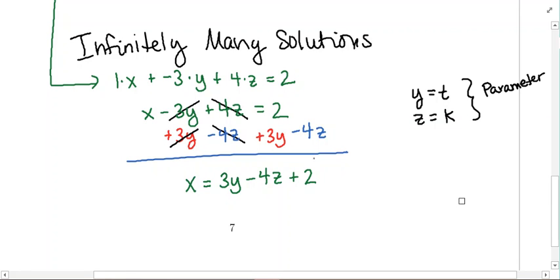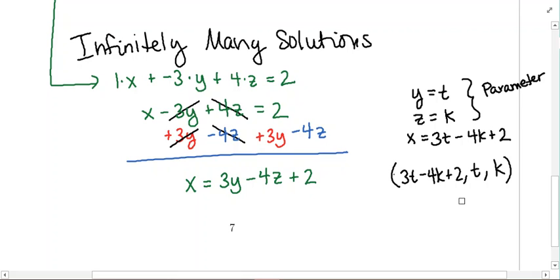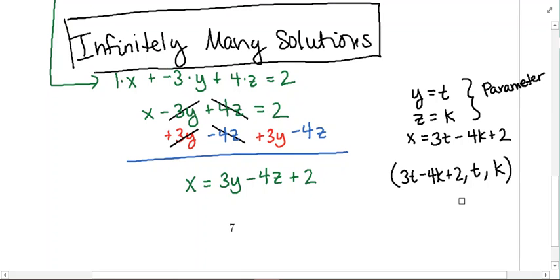That's going to force x, according to this statement, to be 3 times y, so 3 times t, minus 4 times z, so 4 times k, plus 2. So you can write your solution set this way. You always write the x value first. So 3t minus 4k plus 2, comma, then the y value, which is t, then the z value. Remember, the order matters. It has to go x, y, z. So here's your answer to this particular system: infinitely many solutions. Here is the parameterization.